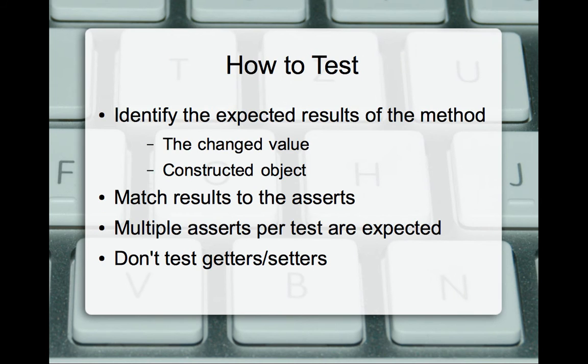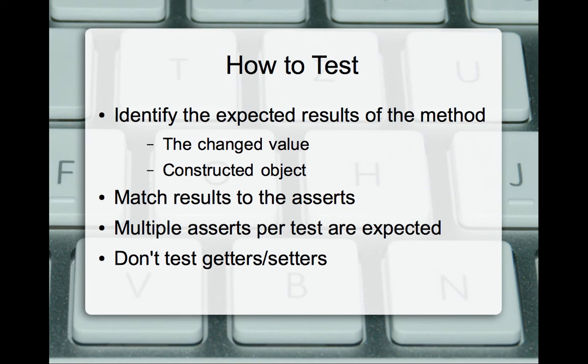We want to look at how we can test. When we're deciding how to test something, the first thing we have to do is identify what the expected results are. Is there going to be a changed value? Are we building an object? Has something occurred that makes some modification of other existing objects? We need to take the time to identify what is supposed to be happening because of this method or constructor or object in use.